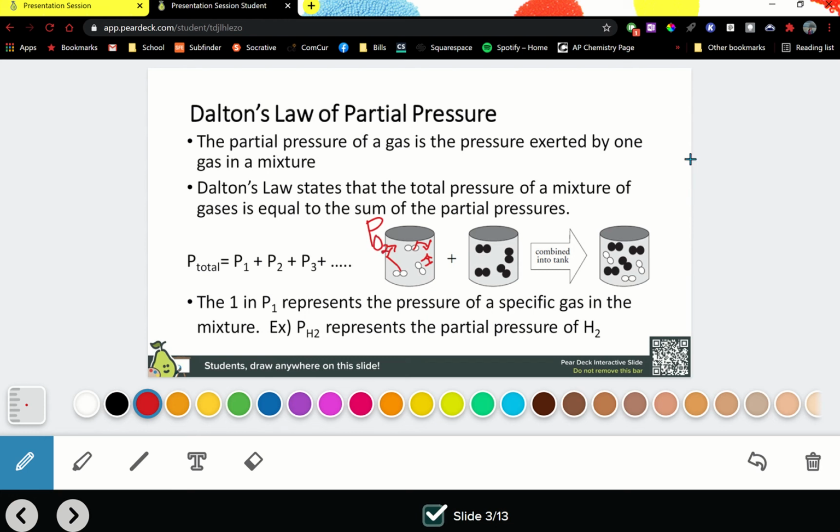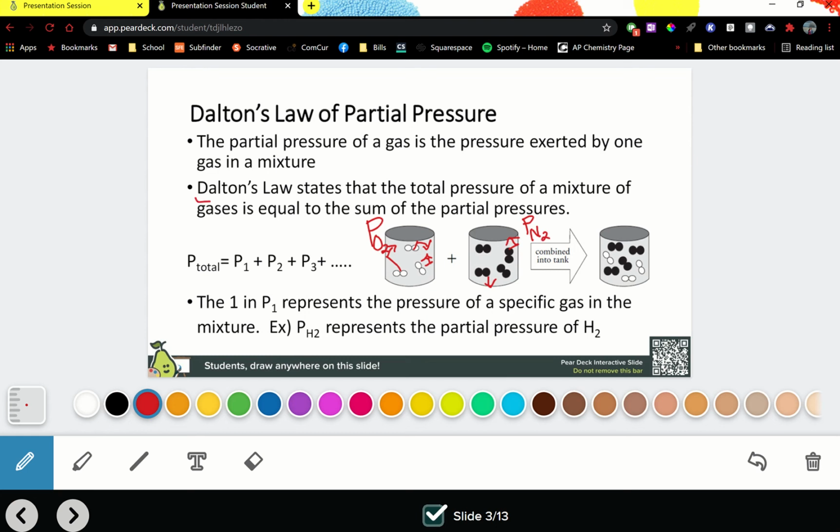Then I've got a second tank with more gas in it. The particles again are going to be bouncing off and creating pressure. So this would have its own partial pressure. And maybe this is nitrogen.